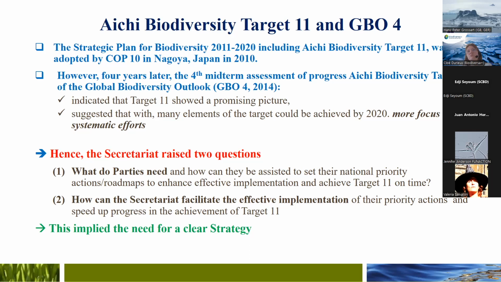At that time, the challenge was a lot of capacity building was provided to parties, a lot of efforts were being done to support them, but it was a little bit difficult to keep them engaged and speed up implementation. So the Secretariat raised two questions. What do parties really need? How can they be assisted to set their national priority actions to enhance effective implementation and achieve the target on time? And then the second question was, if we help them set their national priority actions, how can the Secretariat facilitate effective implementation of the national priority actions? Hence, there was really a need for a clear strategy.